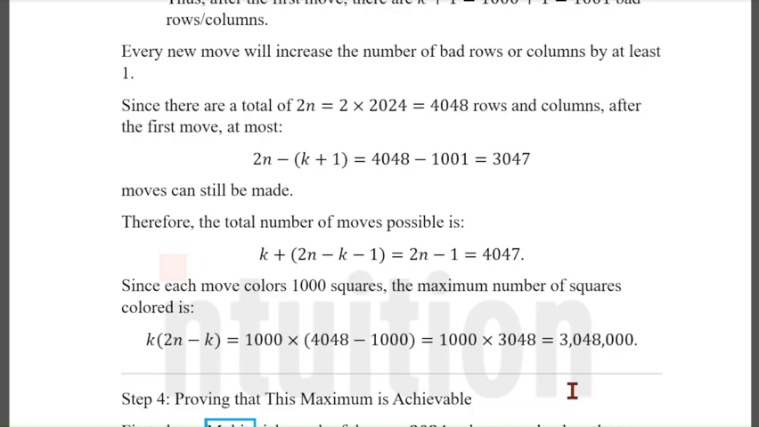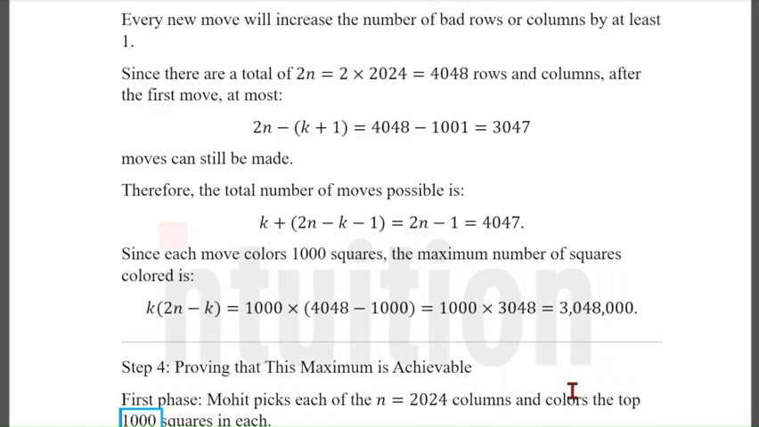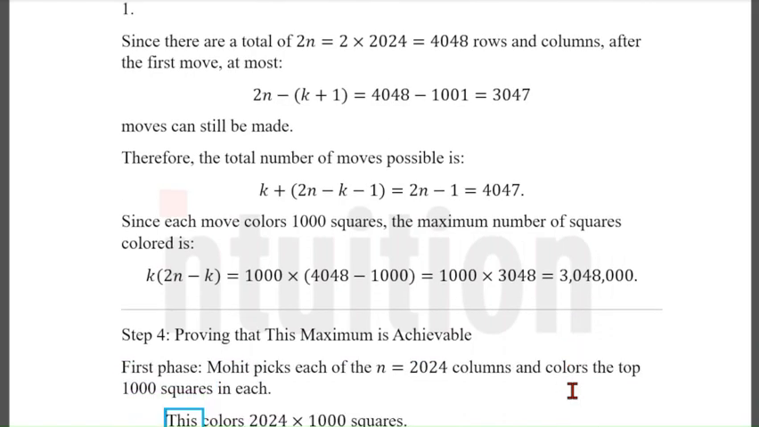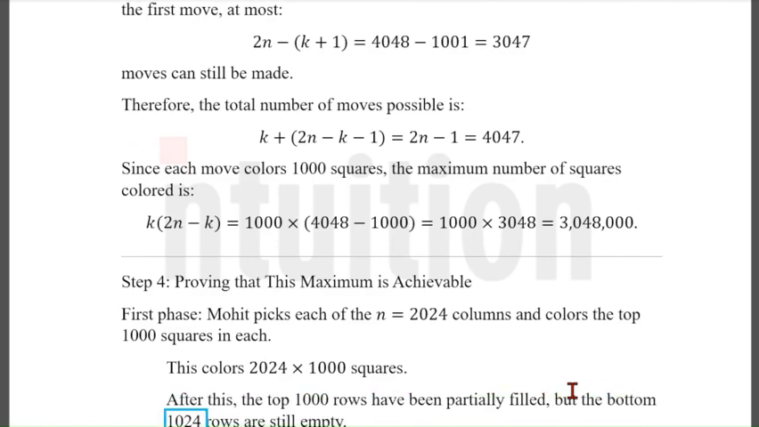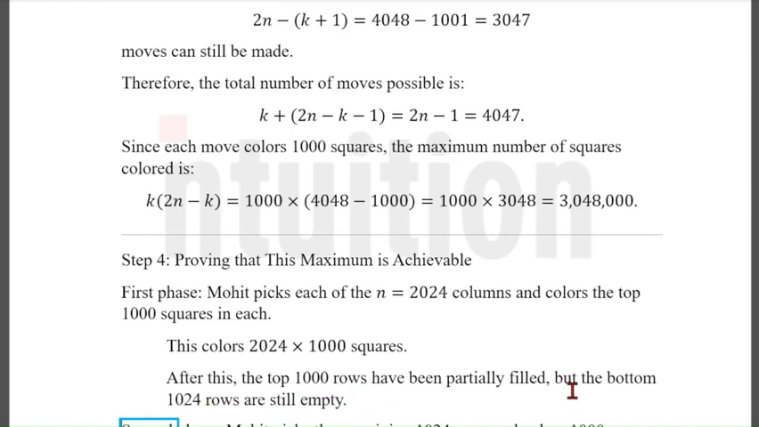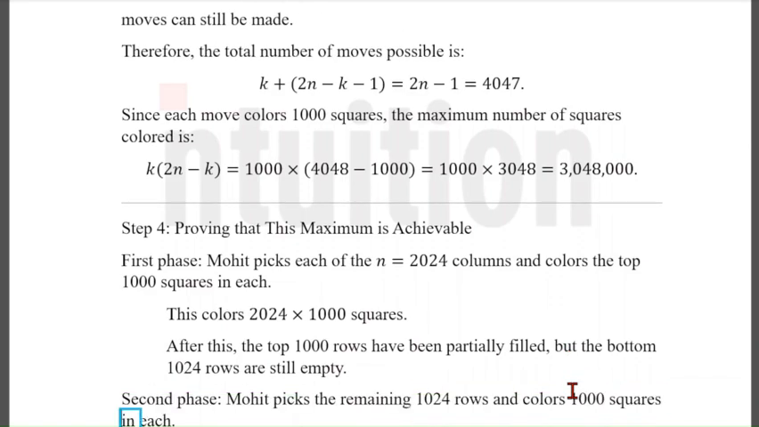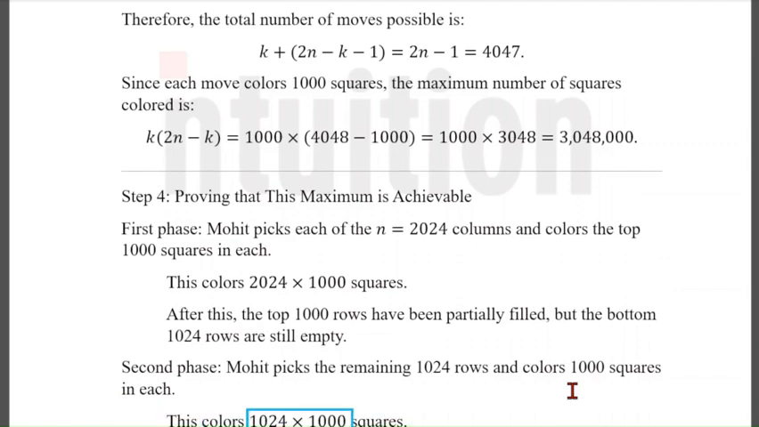First phase. Mohit picks each of the n = 2024 columns and colors the top 1000 squares in each. This colors 2024 times 1000 squares. After this, the top 1000 rows have been partially filled, but the bottom 1024 rows are still empty. Second phase. Mohit picks the remaining 1024 rows and colors 1000 squares in each. This colors 1024 times 1000 squares.